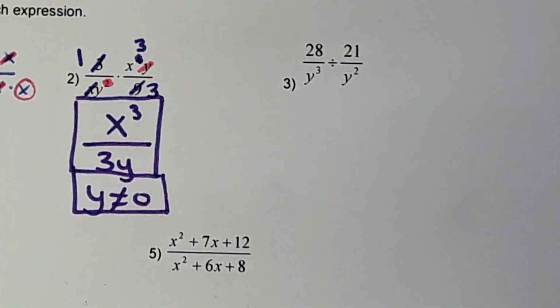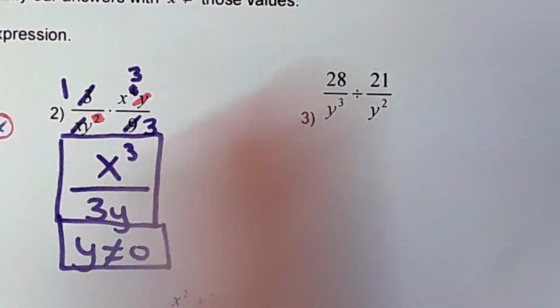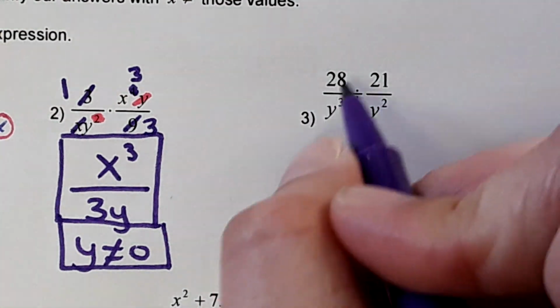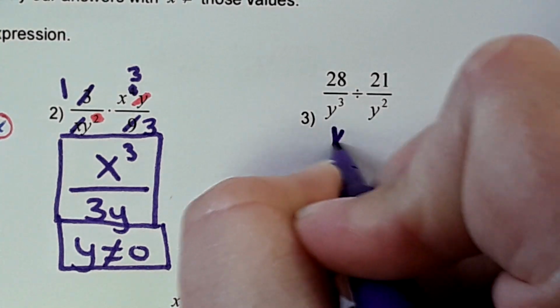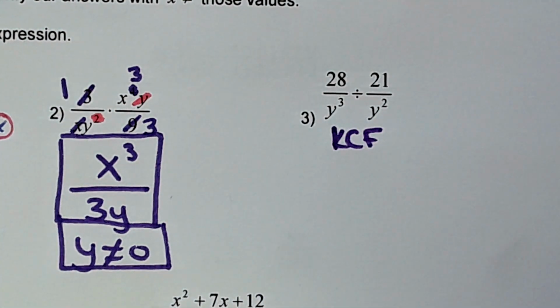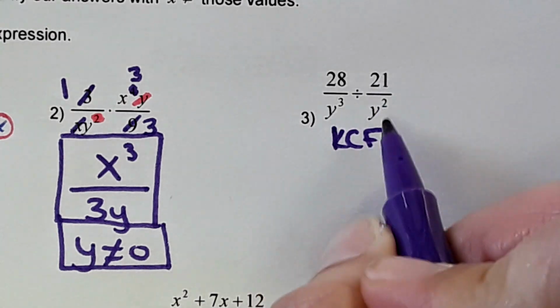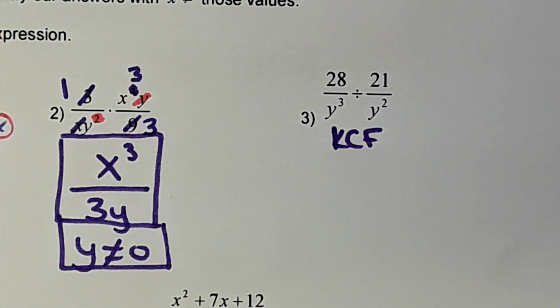Okay. Number 3. Here we have division. I don't know if you remember from 6th or 7th grade, but when you divide fractions, you have to do keep, change, flip. Do you remember that? Keep, change, flip? Or multiply by the reciprocal. There's other acronyms, but keep, change, flip refers to keep the first fraction, change the sign, and flip the second one to get it into multiplication.